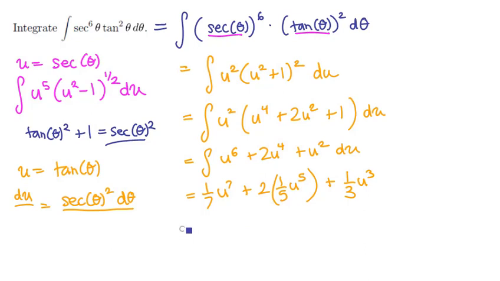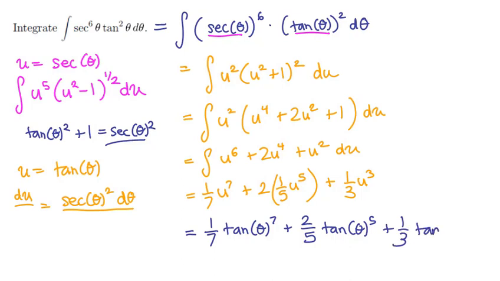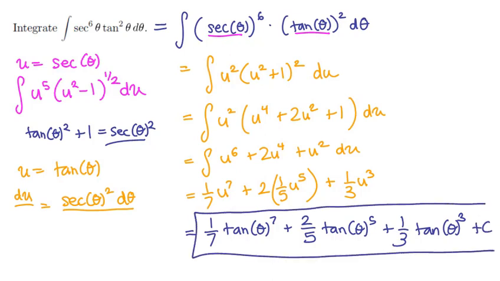If we back substitute with the winning substitution, we get 1/7 times the tangent of theta raised to the 7th power, plus 2/5 times the tangent of theta raised to the 5th power, plus 1/3 times the tangent of theta quantity cubed. Now I'm not going to simplify this, let's just tack on a plus c, because this is a bit nasty. And so there's our working antiderivative.